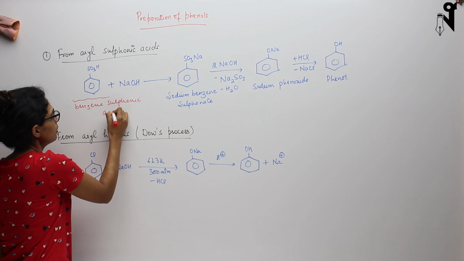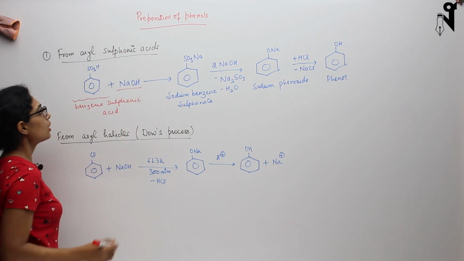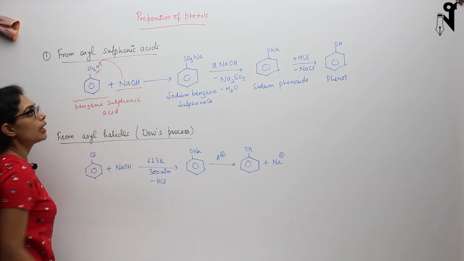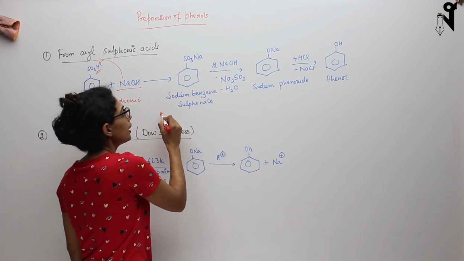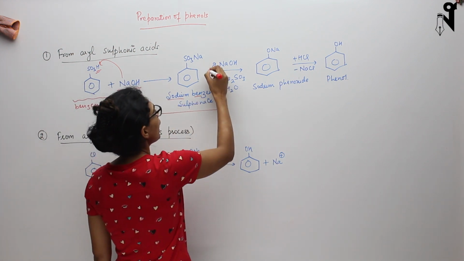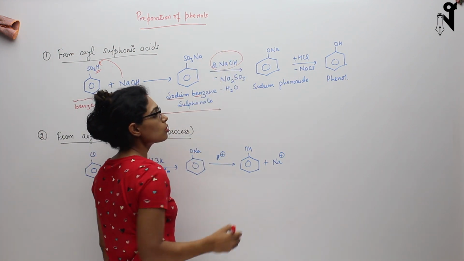Now this sulfonic acid will be treated with NaOH first. Now we know that there is an acidic hydrogen in the sulfonic acid which will get replaced by sodium, and hence it will become SO3Na in the first reaction. So this will form sodium benzene sulfonate, and then it will be again treated with 2 moles of NaOH.